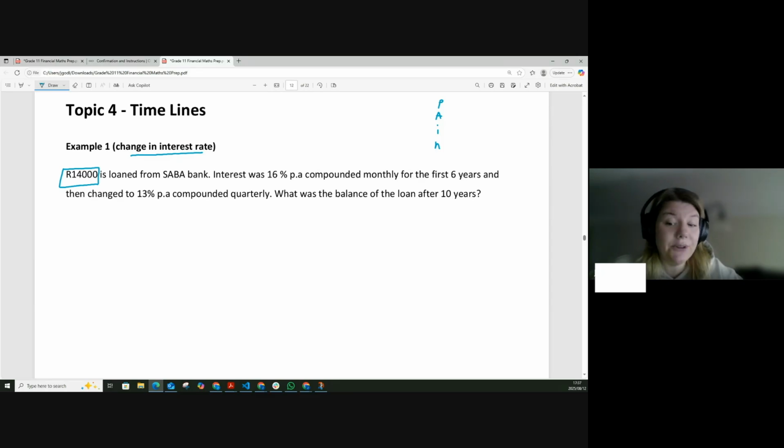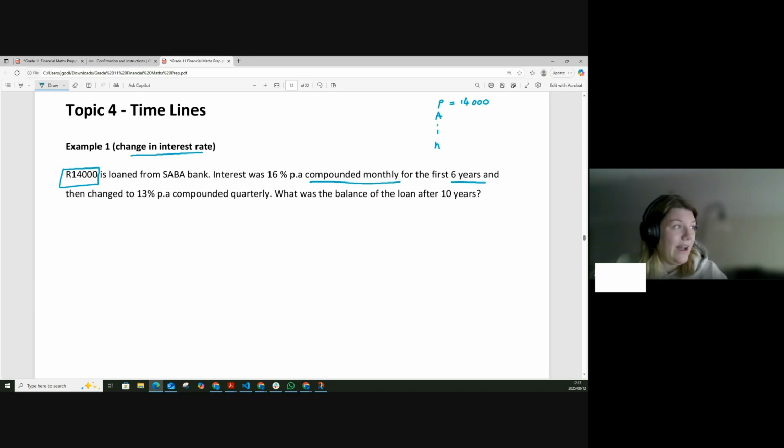Do we agree with the Boo? Do we not agree? It is absolutely going to be P. It's what we're starting with, so it's going to be our 14,000 Rand P. They're telling us that the interest was 16% per annum, compounded monthly for the first 6 years.